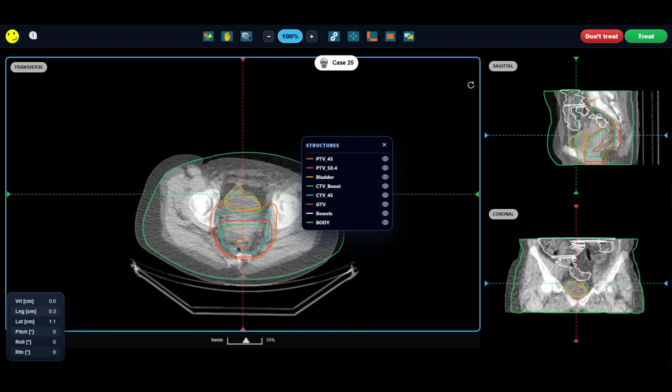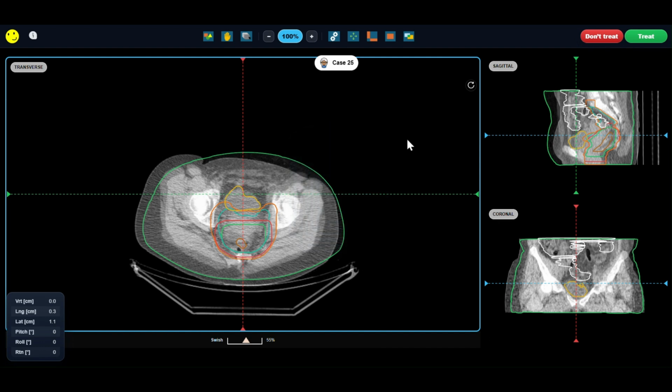Lovely. So these are very important because obviously when you're image matching, you want to make sure that we're actually covering within the PTV 50.4, which is the boost, and also the PTV 45. We want to make sure that we are covering an area of interest within these structures here. Okay, so now that we're happy with this, we can close that.